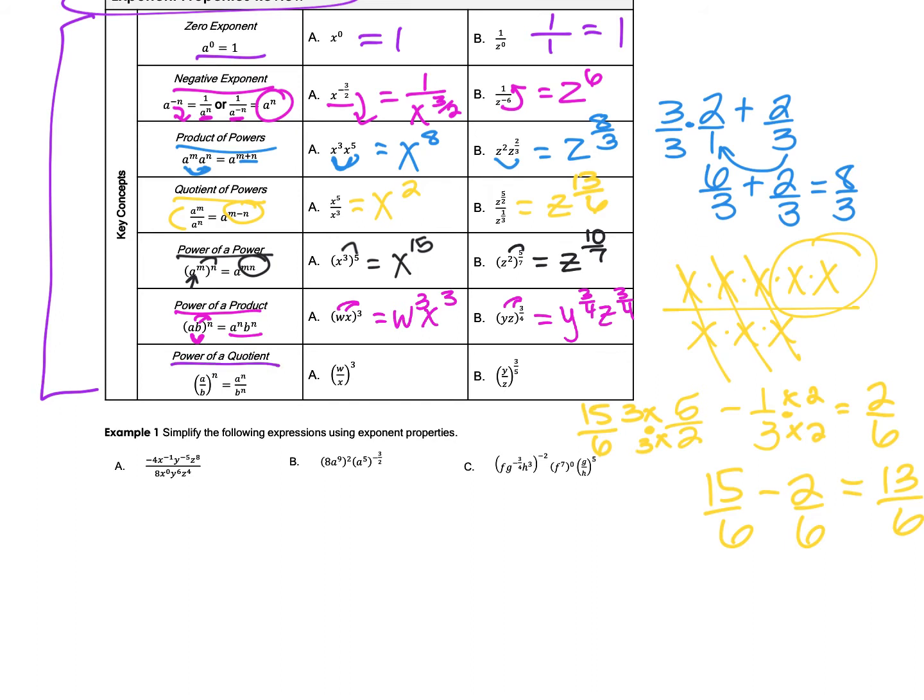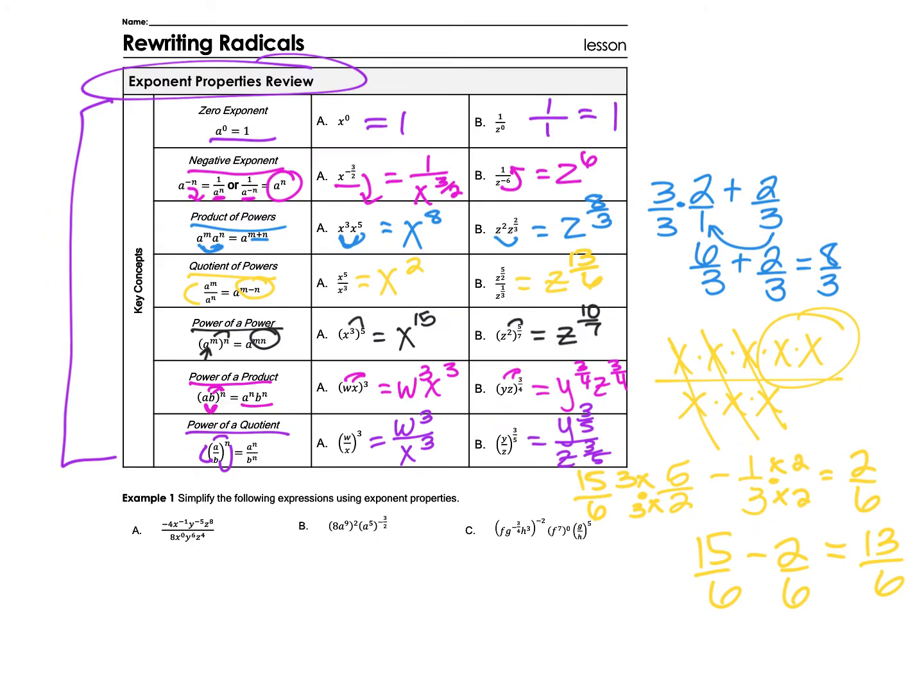Okay, last one, power of a quotient. So we're dividing inside, but we have an exponent on the outside. It's very similar. We just distribute it inside to both of your bases. So this will be w cubed over x cubed, and y to the 3/5 over z to the 3/5. So those are using your laws of exponents.